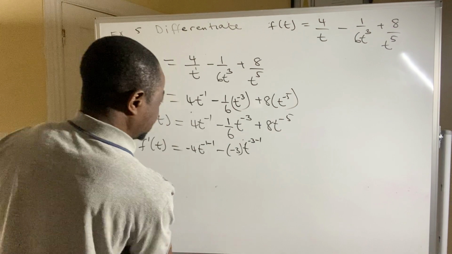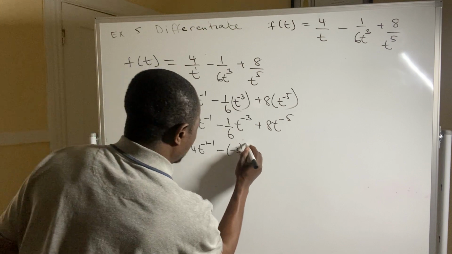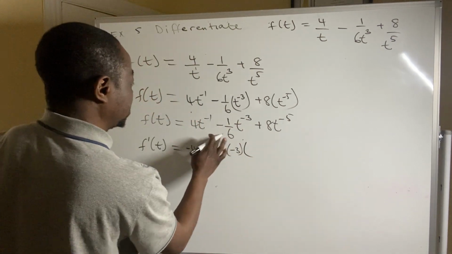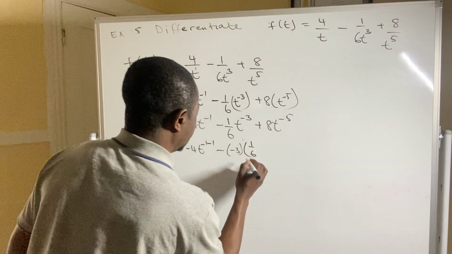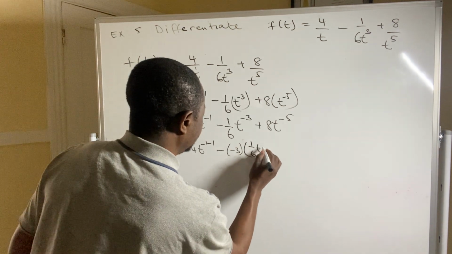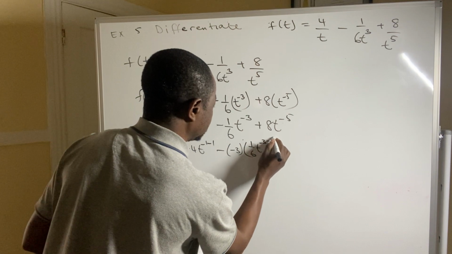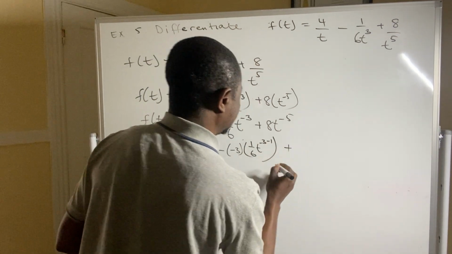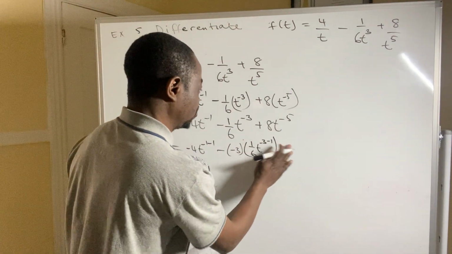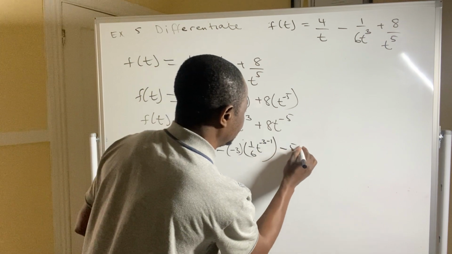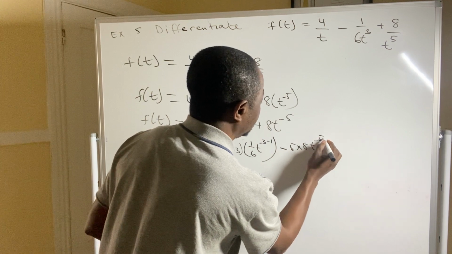Oh, sorry, it's a mistake here. You're multiplying minus 3 by the coefficient of t. So guess what? 1/6. Then t to the power minus 3, then you reduce the power by 1, then minus 1. Then plus. In this case, it's going to be minus because when you bring down the power, it's a negative. So we'll give it minus 5 by 8, then t to the power minus 5 minus 1.